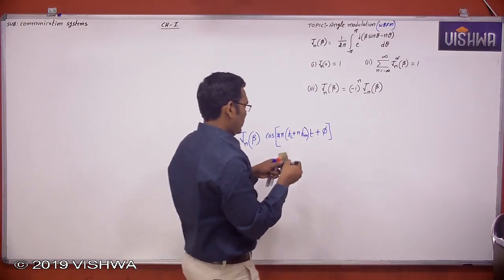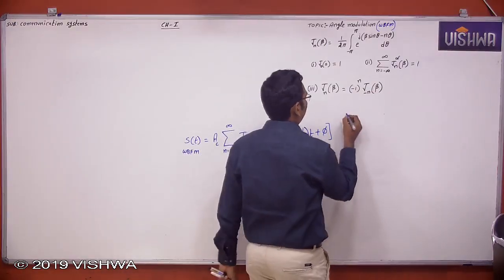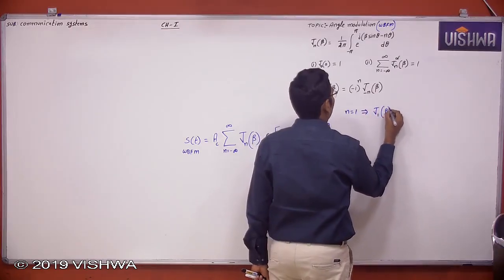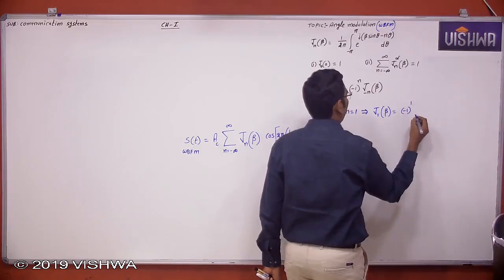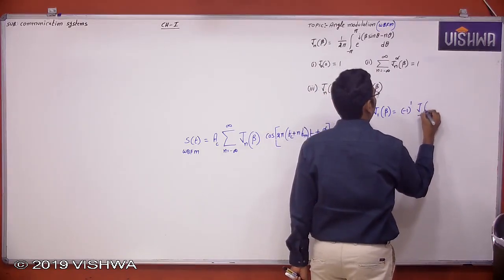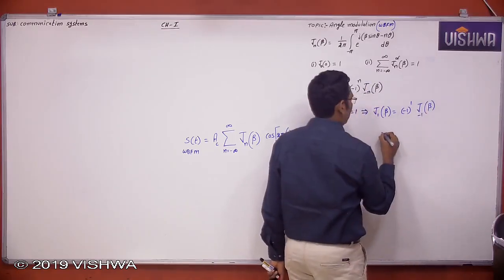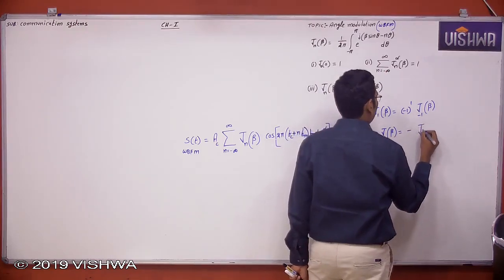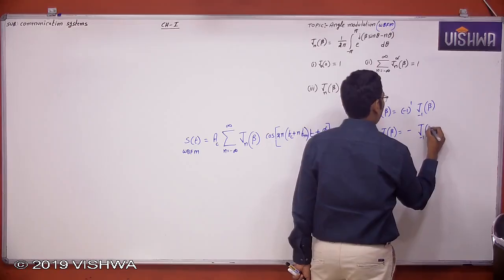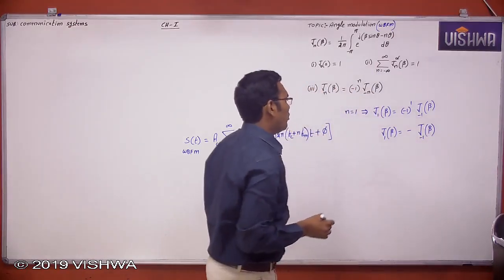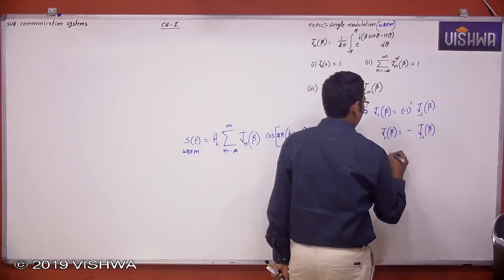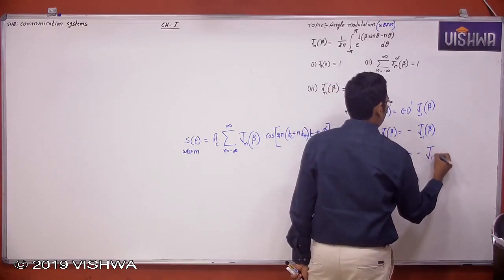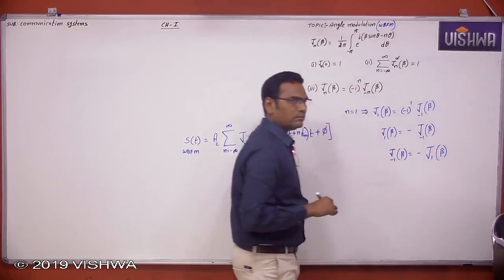Now see here, if you take n equal to 1, J1 of beta is equal to minus 1 whole power 1 into J minus 1 of beta, which is nothing but minus J minus 1 of beta. So J minus 1 of beta is nothing but minus J1 of beta. Is it right or not?